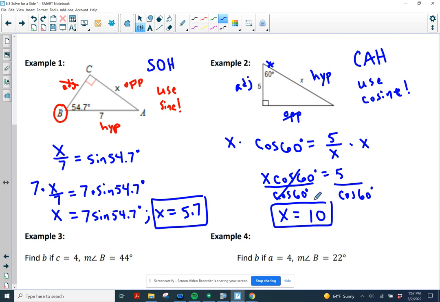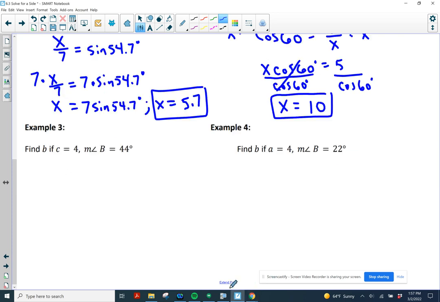Sometimes you'll have whole numbers and sometimes you won't. Depends on the angles. All right, let's look at example 3. Oh, we don't have a triangle. We get to draw our own triangle. So I'm going to draw a right triangle. That's going to be our first step, is to draw a triangle so we can see what's going on.